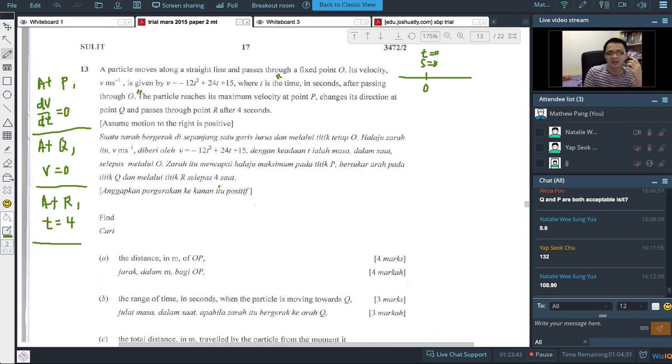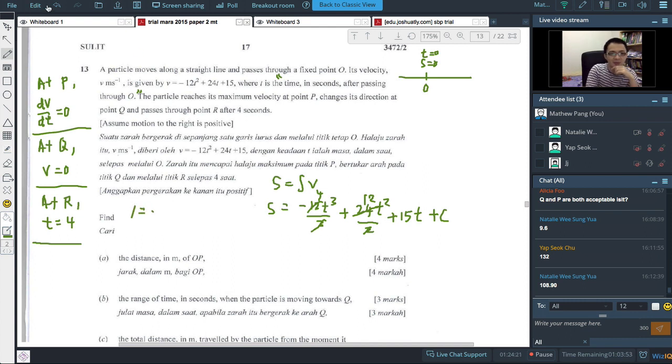If you want to find the distance, you need to have displacement. So S equals the integral of V. I integrate this equation and get negative 12t cubed over 3 plus 24t squared over 2 plus 15t plus c. Then I can simplify it definitely. This one I get 4, this one I get 12.